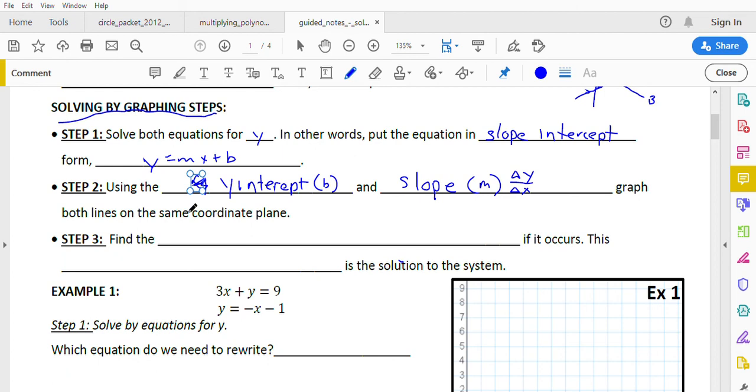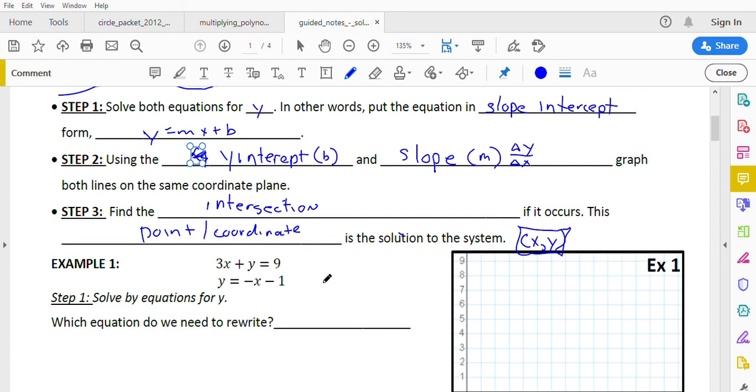It says find the blank if it occurs. We want to find the intersection. This point is the solution. This point, or we could say coordinate, is the solution to the system. In other words, you need both. The whole point of doing this is we're solving for two variables, so you need x and you need y. You should be expressing your answer as a coordinate. You guys should all know that by now.